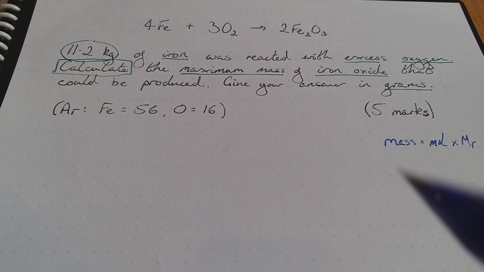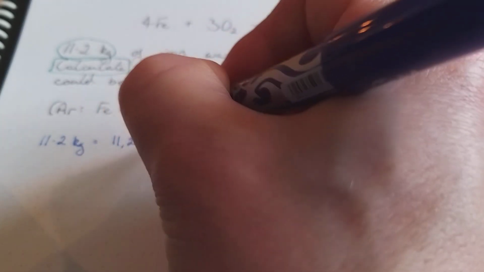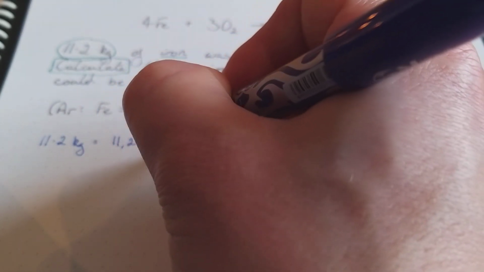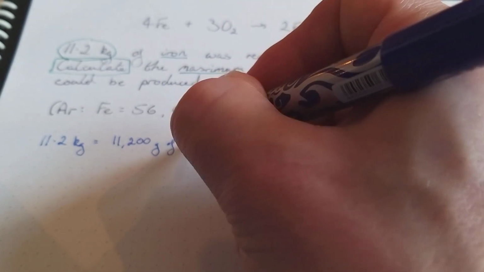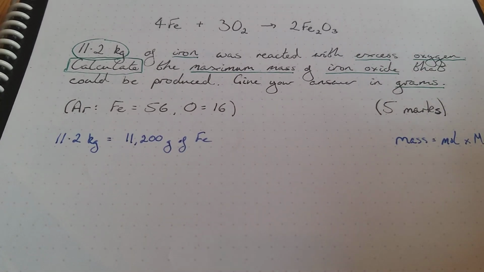Okay, so you should know by now that there are 1,000 grams in a kilogram, so 11.2 kilograms will be 11,200 grams of iron. The next step is we're going to need to work out the number of moles of these substances, because we're going to be using the molar ratio.